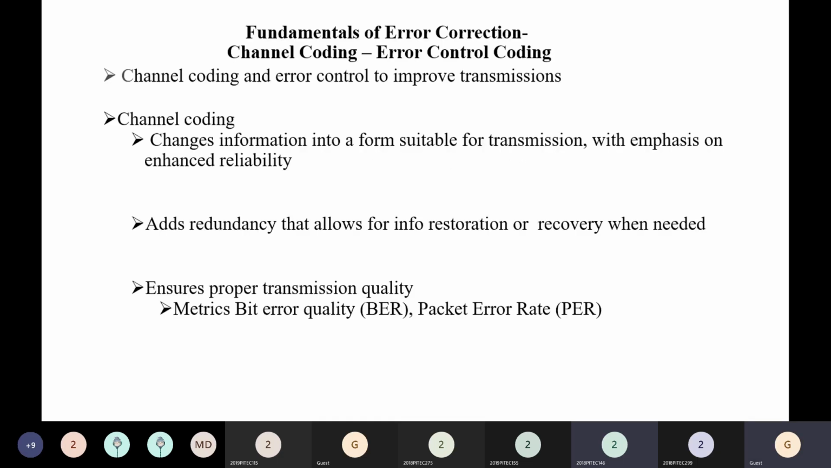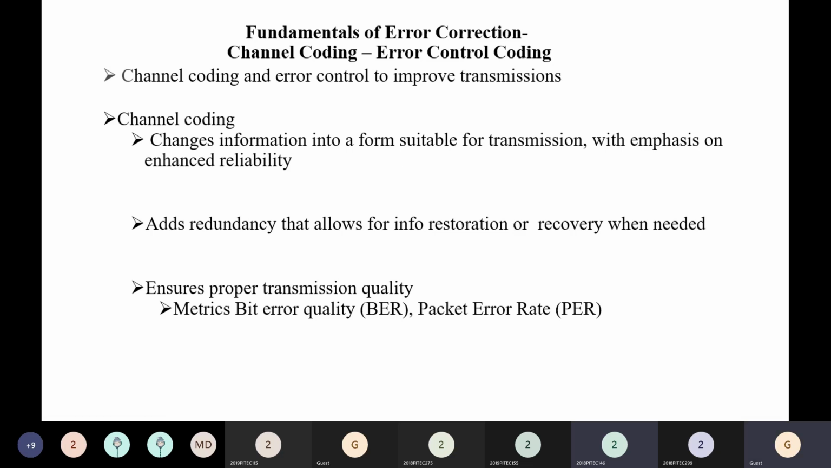As I said, fundamentals of error correction. You'll be having the main concept of the digital communication system, or any wireless transceiver: the channel coding scheme. This channel coding is also referred to as error control coding. Channel coding is mainly used to improve transmissions, in the sense that you can have a controlled amount of redundancy in the channel.